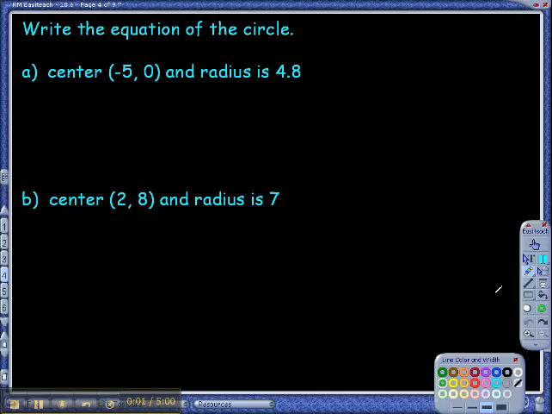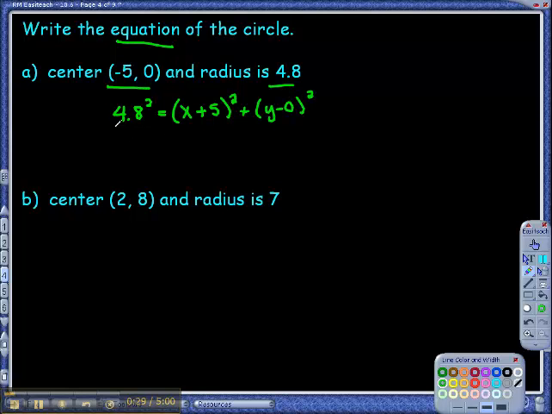Alright guys, now that you've tried these on your own, I want to take a look with you. We're going to be writing the equation of a circle on this first couple of examples. And we're given the center, and we're given its radius. So we know that that radius squared should equal the difference in the x value, so x minus our negative 5, quantity squared, plus, for our y values, y minus 0.